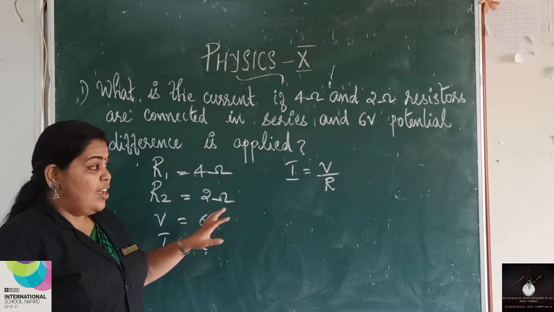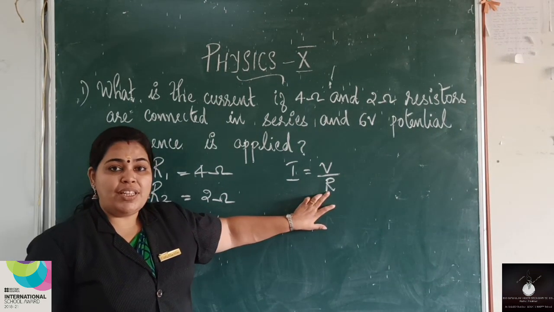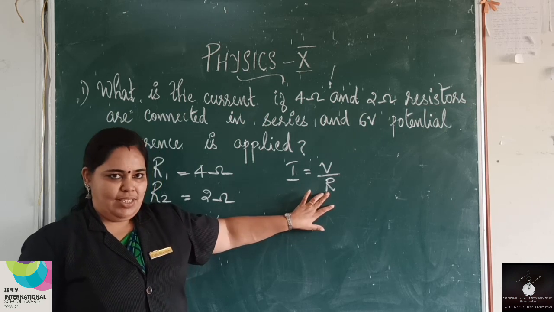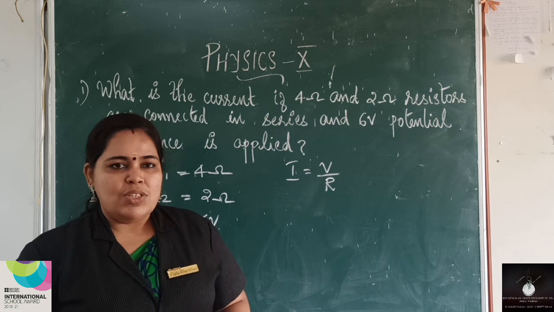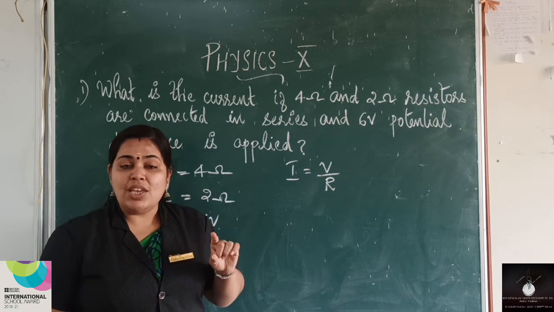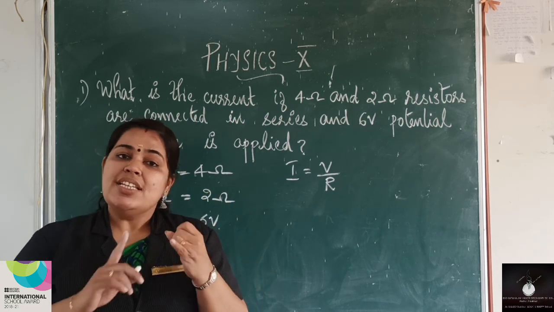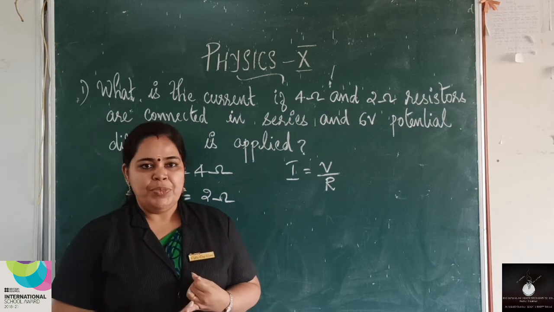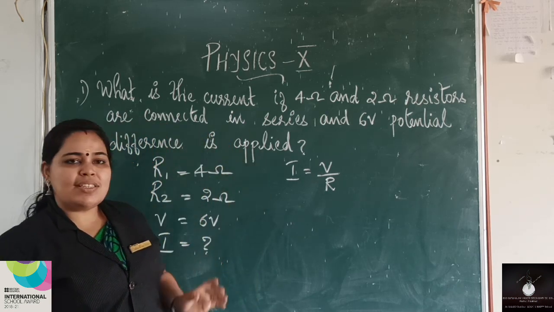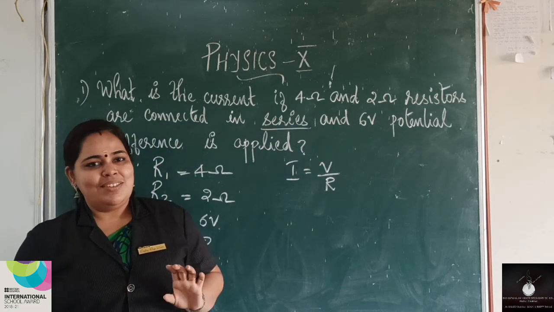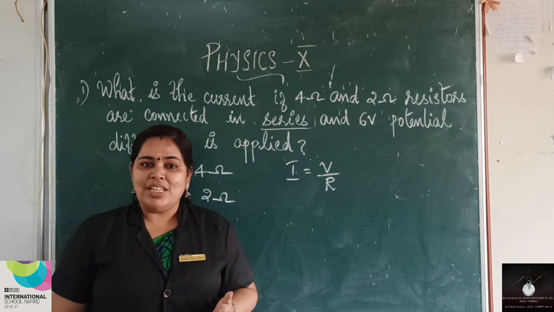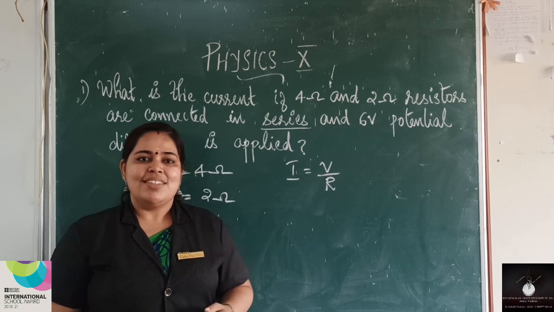6 volt is given. And you have to find out the effective resistance. So how will you find out the effective resistance? Before finding out, you have to see whether they are connected in series or parallel. Tell me how these resistors are connected here. They are connected in series. So what is the formula to find out the effective resistance in series?